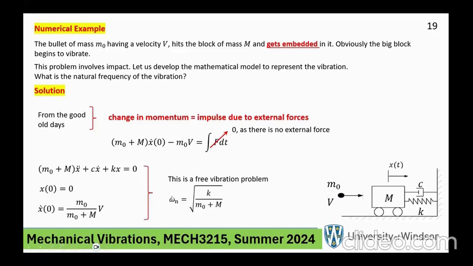Obviously this is the information that we need in order to solve the problem. The natural frequency has nothing to do with this x dot zero. It's just that once this gets embedded here, the total mass of the object is big M plus little m naught, and the stiffness is k. So this piece has nothing to do with what we did on this side.